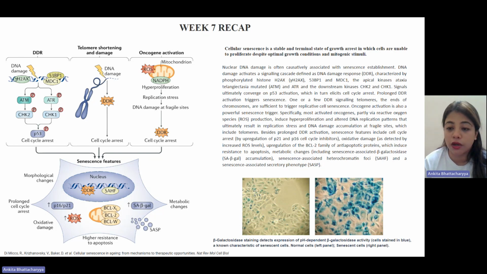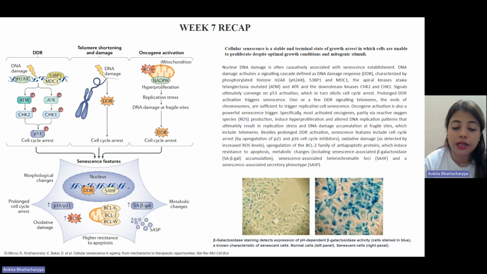So, what is the meaning of cellular senescence? Cellular senescence is considered to be a stable and terminal state of growth arrest. What do you mean by that? You have to understand the implication of each of these terminologies. That it is a stable state. That means cells are entering this state and they are remaining in this state for a definite period of time. It is a terminal state of growth arrest.